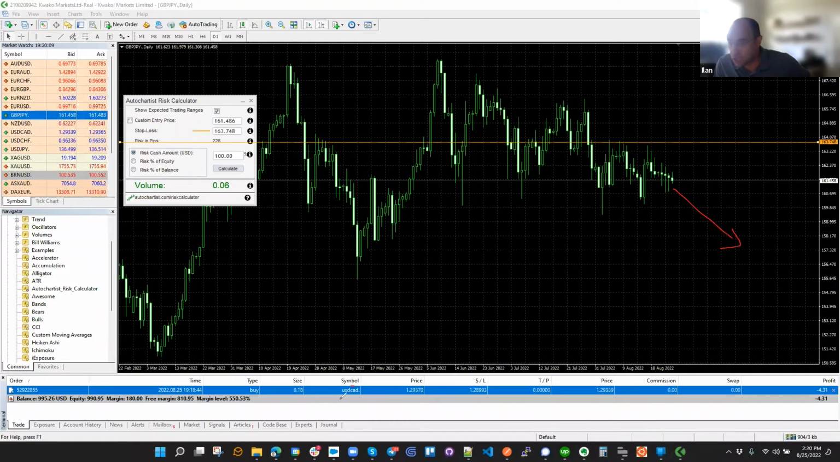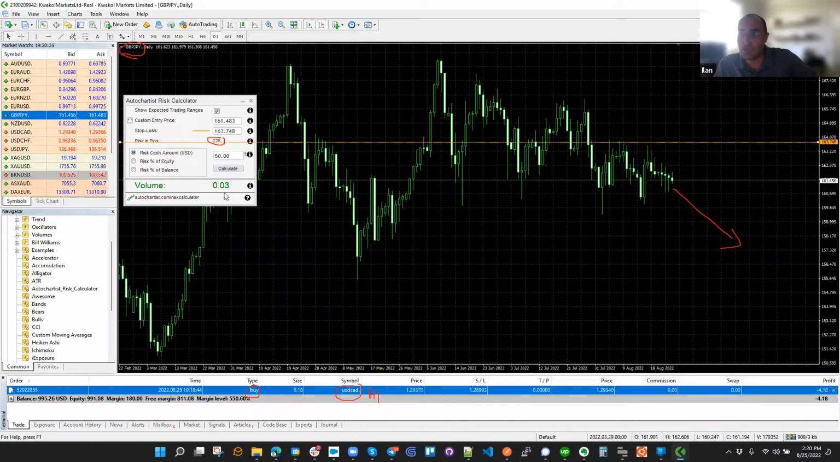So remember, this position I've got here, USD CAD, buy on the H1 chart, long with a 35 pip stop loss. Here, I'm trading GBP JPY on the daily chart with a 200 pip stop loss. And I'm going to tell Autochartist that I'm only going to risk 50 bucks. That's how much I'm willing to risk in this position. It's 5% of my equity.